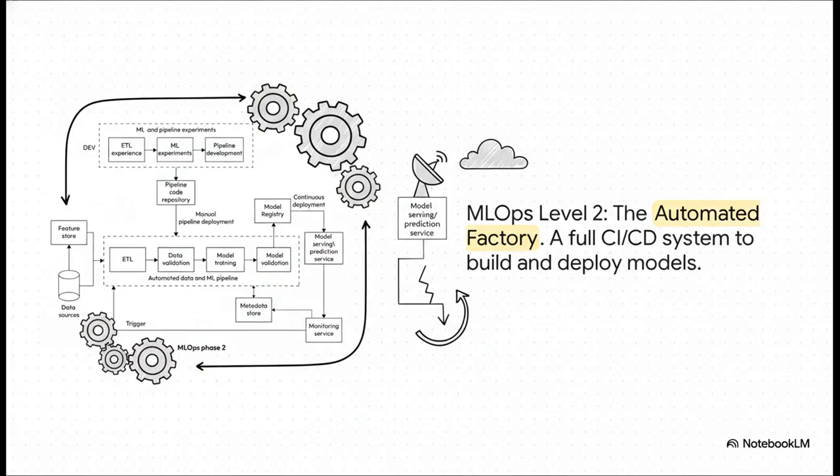And this, right here, this is the Holy Grail. Level 2, the fully automated factory. This diagram shows a full CI/CD, or continuous integration and continuous deployment, system, and notice that feedback loop at the bottom. The monitoring service can actually detect a problem out in the real world, which automatically triggers a brand new training run through the entire pipeline and ultimately deploys a new, better model, all without a human ever touching it. That, my friends, is the power of a true AI factory.